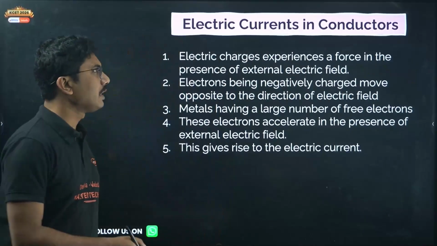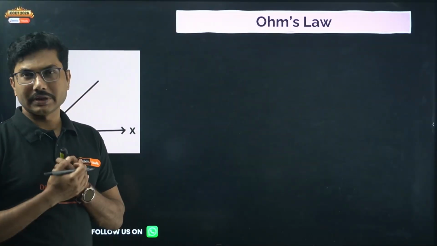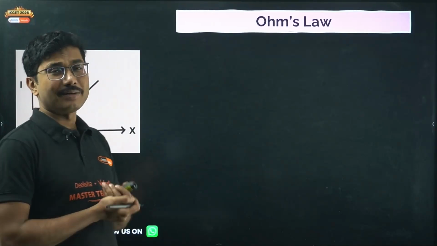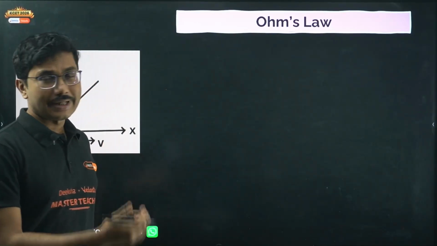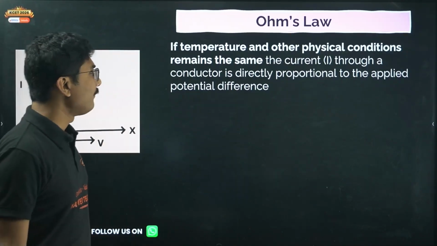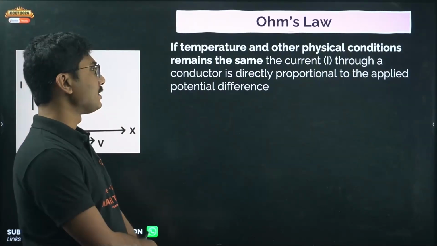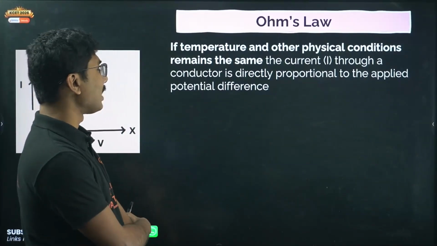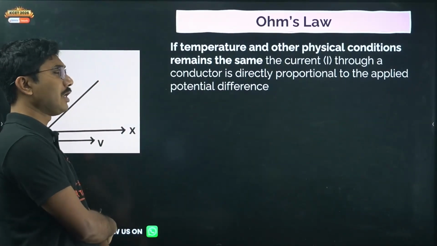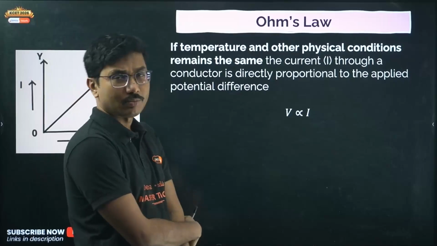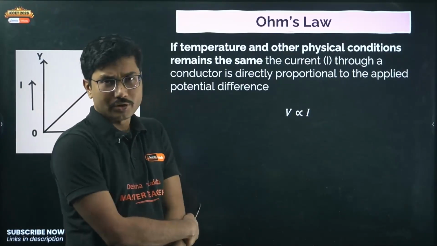Now let's move on to the law which governs the charge, the current, voltage, etc. So obviously that is Ohm's law. If temperature and other physical conditions remain the same, the current I through a conductor is directly proportional to the potential difference. So V is proportional to I, or I is proportional to V.